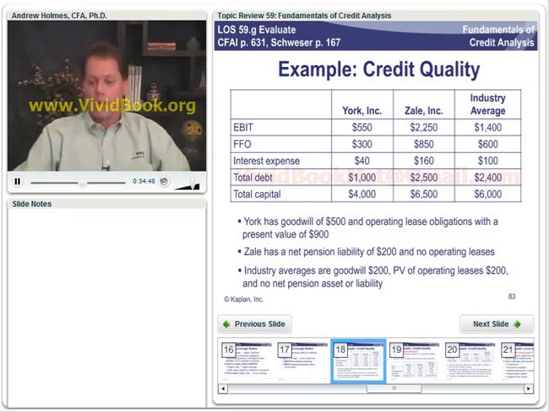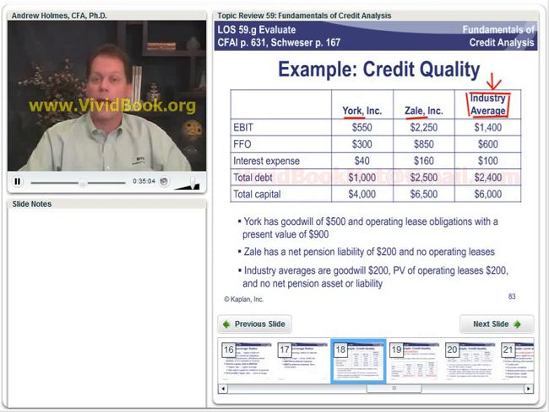So here we're looking at credit quality, and you can see we're given some data. So we have two firms, York and Zale, and we have the industry average over here. So what we're going to do is compute some ratios. We're going to take the industry average as the standard, and then look at Zale and York and see how they would fare relative to the industry average. But before we can do that, we also are going to have to go in and make some adjustments.